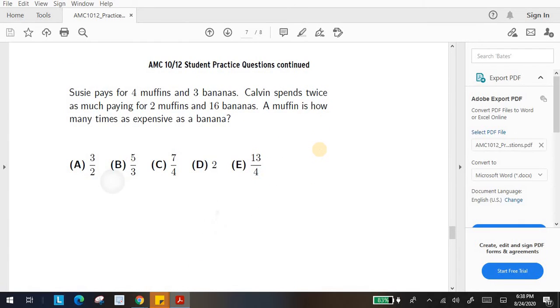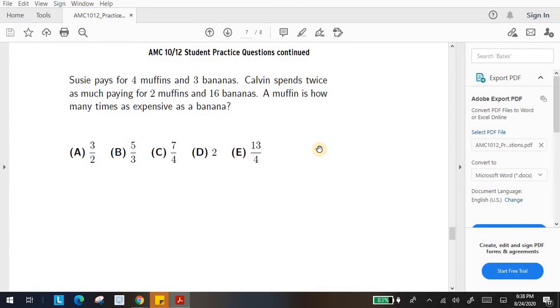Okay. Susie pays for 4 muffins and 3 bananas. Calvin spends twice as much paying for 2 muffins and 16 bananas. Muffin is how many times more expensive than a banana?